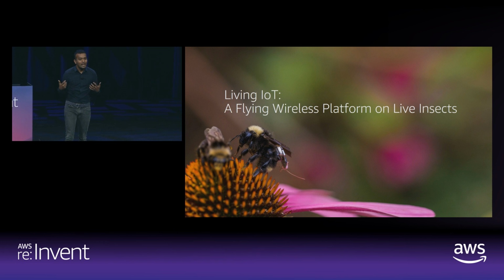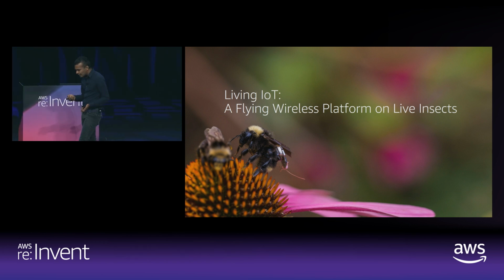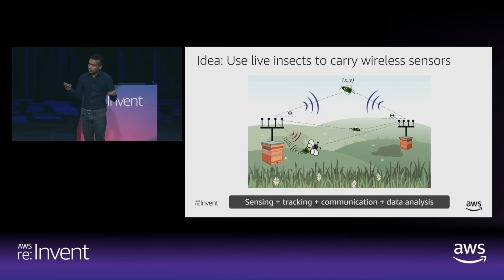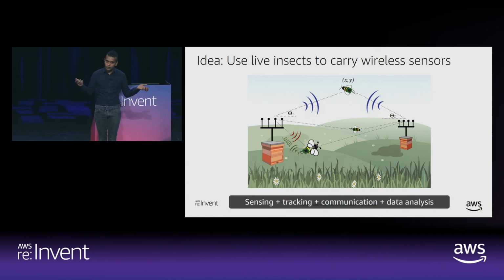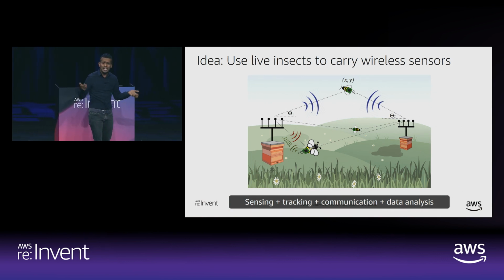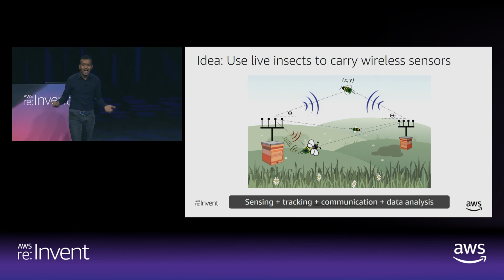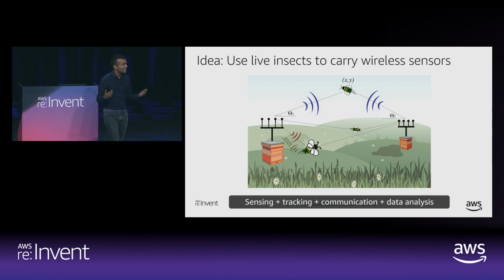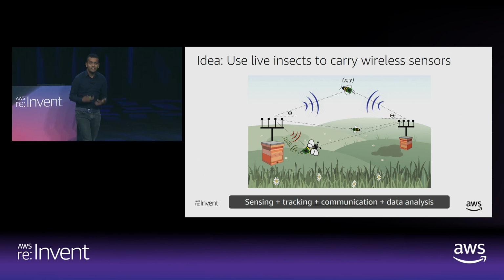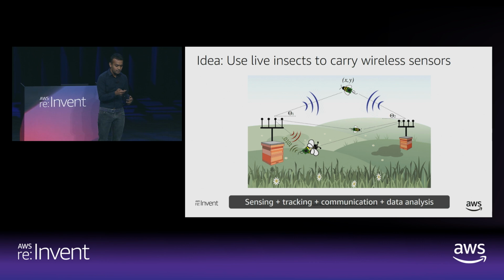which is a flying wireless platform on live insects. So here's the idea. If we know that drones consume power, why don't we just use live insects, which can already provide the mobility, and have them carry our wireless sensors? So these live insects and the sensors can do all kinds of different operations, like sensing, tracking, communication, as well as data analytics. So here is the platform which we created.